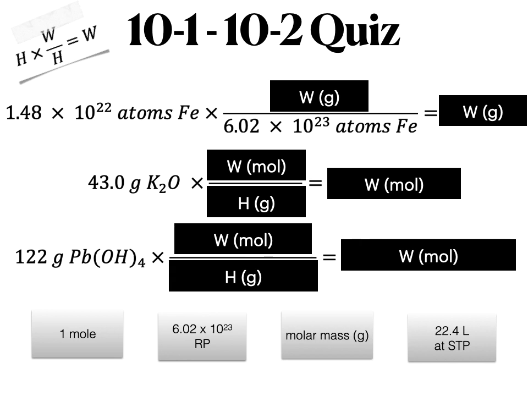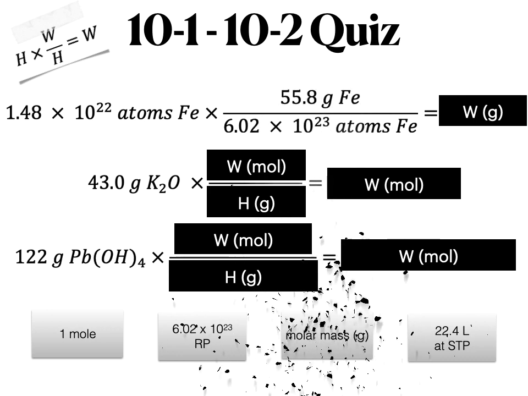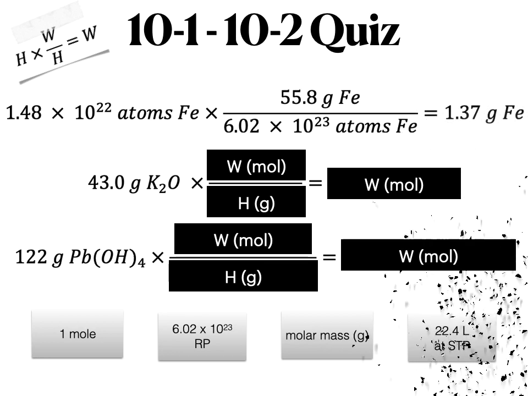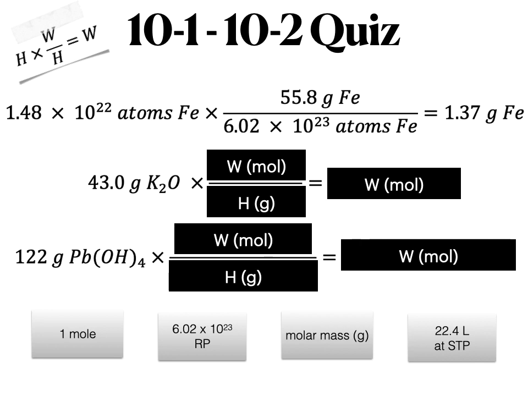Now I want grams, so I need molar mass. So I look on the periodic table to 1 decimal place. Iron is 55.8 grams. So now I do my math. I do 1.48 times 10 to the 22nd times 55.8 divided by 6.02 times 10 to the 23rd, and it comes out to 1.37 grams of iron.